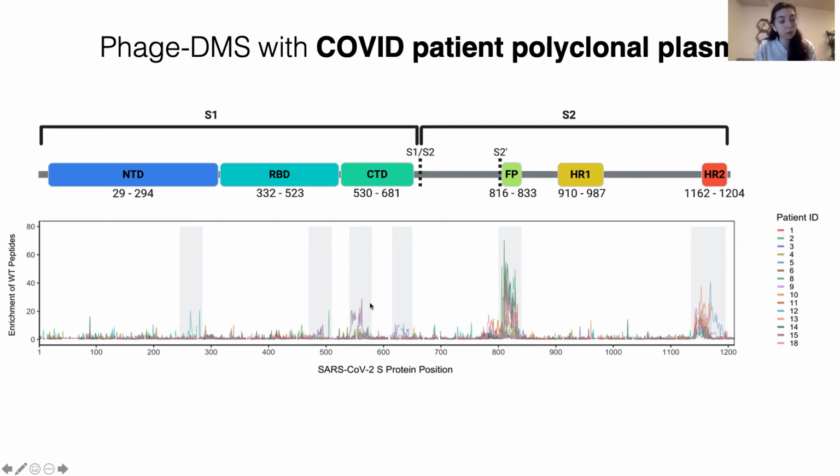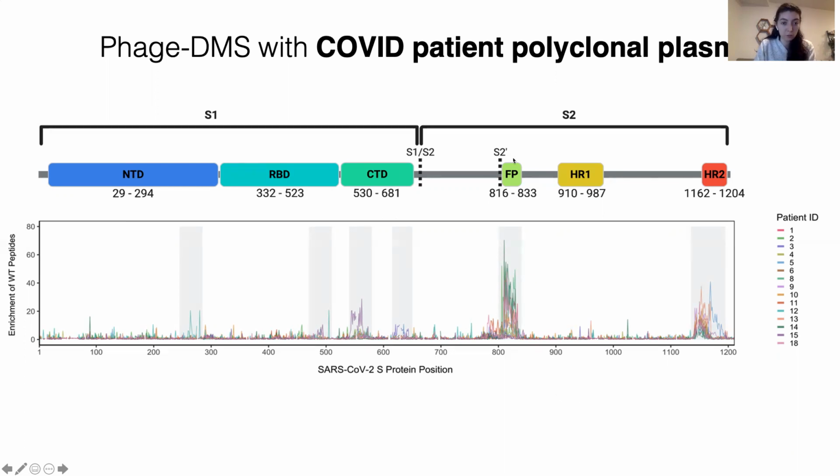You'll notice that we actually don't see enrichment of epitopes within the receptor binding domain. This serves to illustrate one of the drawbacks of Phage-DMS, which is that because you're only displaying short peptides that are 31 amino acids long, you're not able to capture antibodies that perhaps have a complex conformational epitope that relies on distant amino acids coming together and binding. We see in general that the RBD tends to have conformational epitopes, and so we don't really see strong binding there.